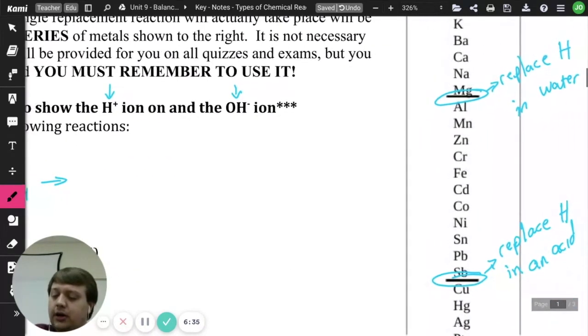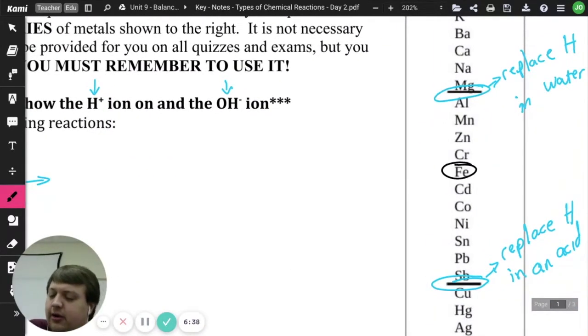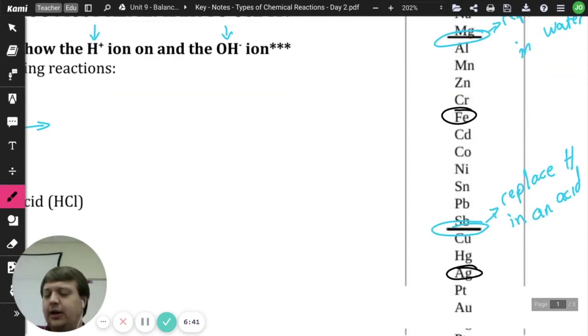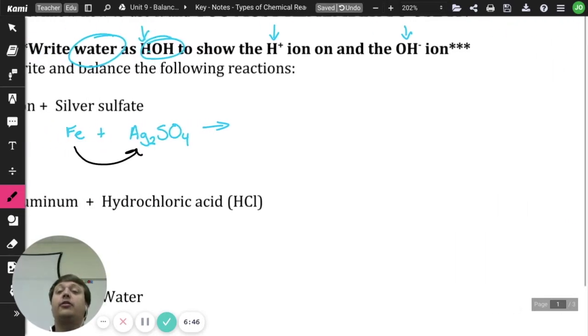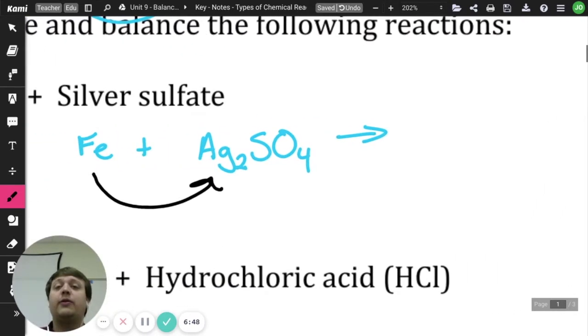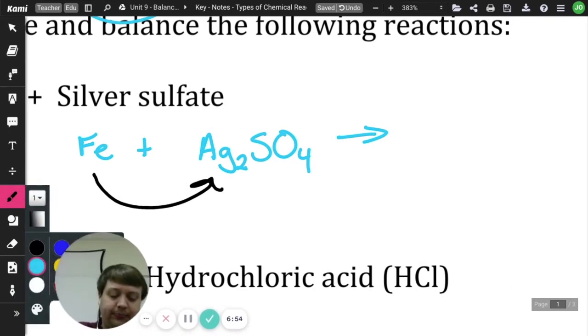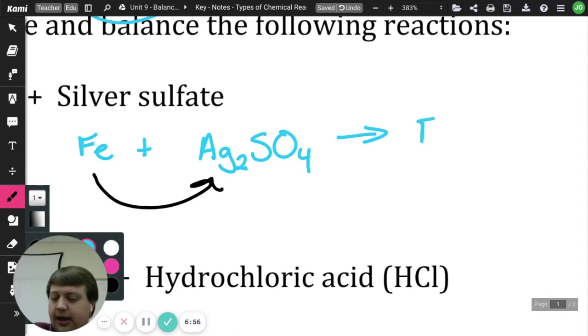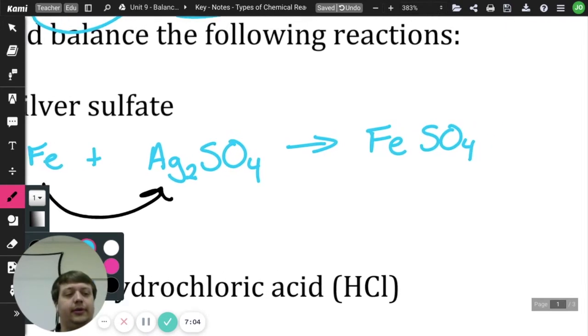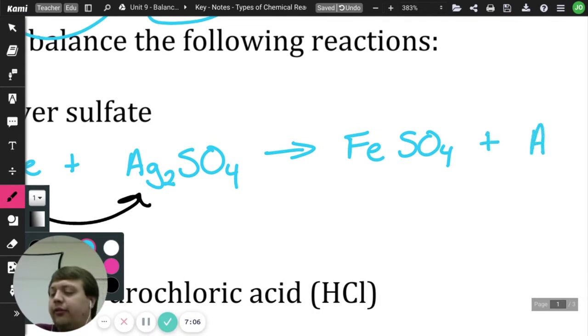So again, I look over here at my activity series. I have iron right here, and I have silver right here. Well, is iron more active than silver is? Yes, it is. So since iron is more active, then we know that it can replace the silver. And so what we'll see is that iron kicks the silver out. So we would get iron sulfate and silver.